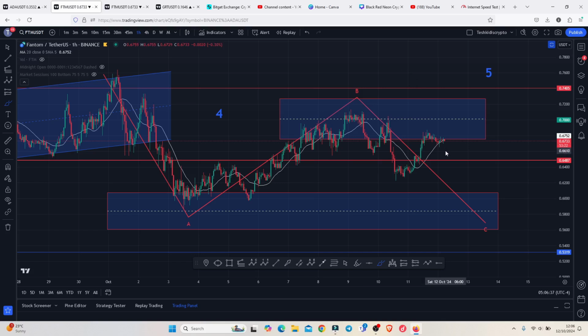The first one can play out if we manage to break above this key area of resistance, and the alternative scenario will play out once we get rejected. So make sure that you stick around till the end of the video.